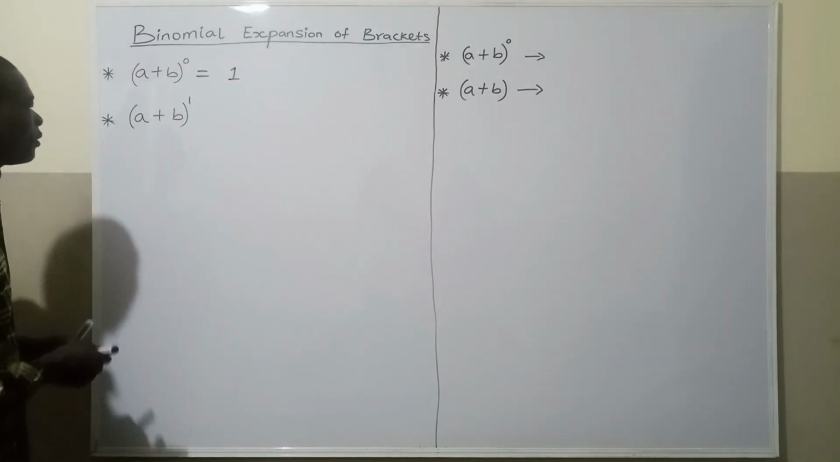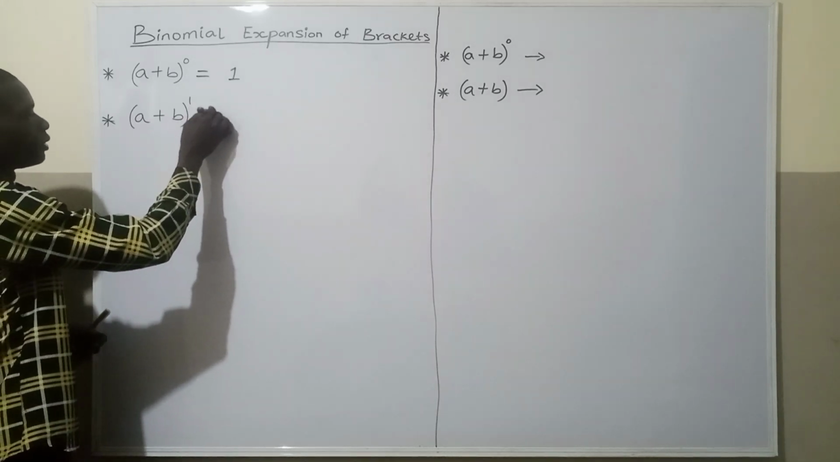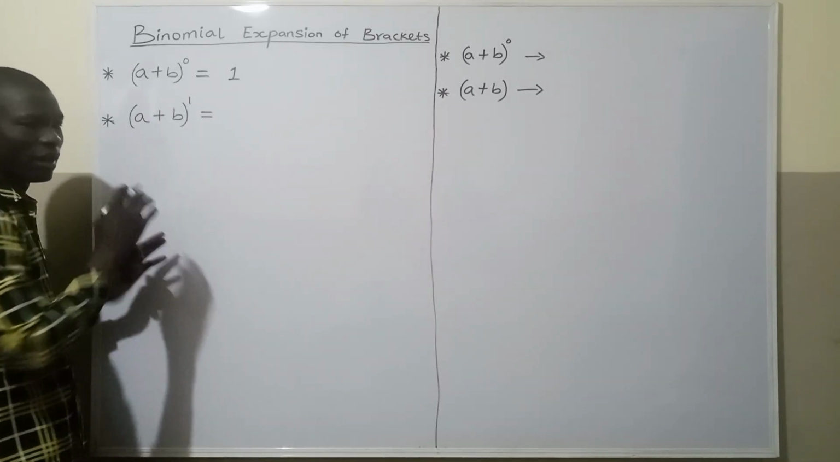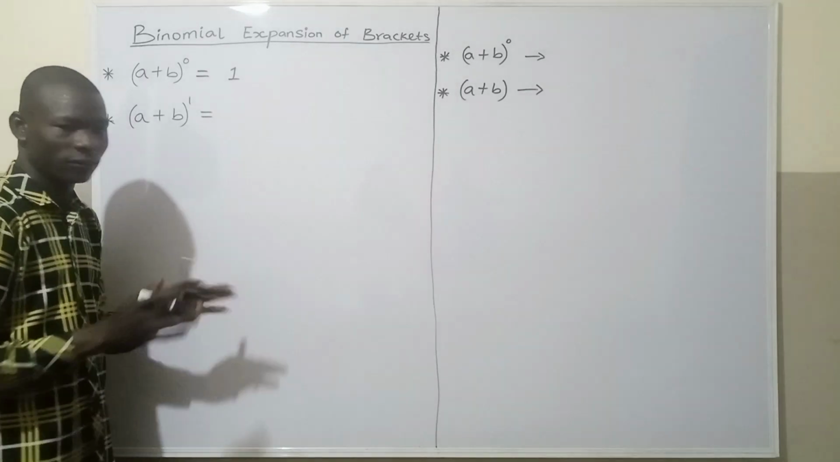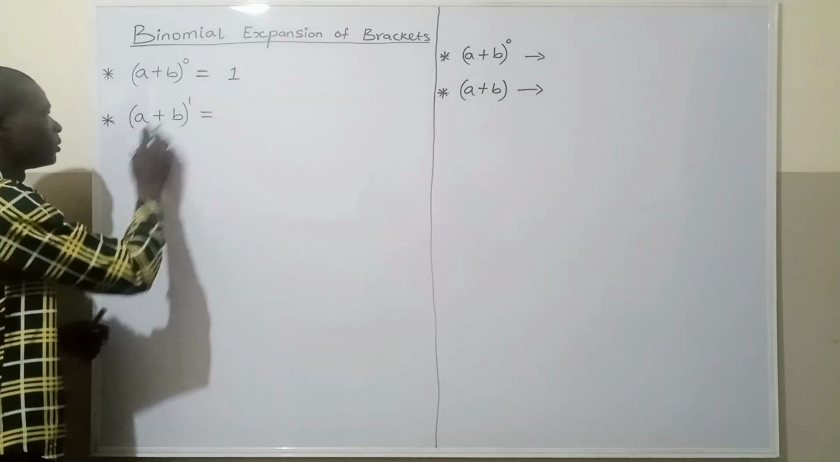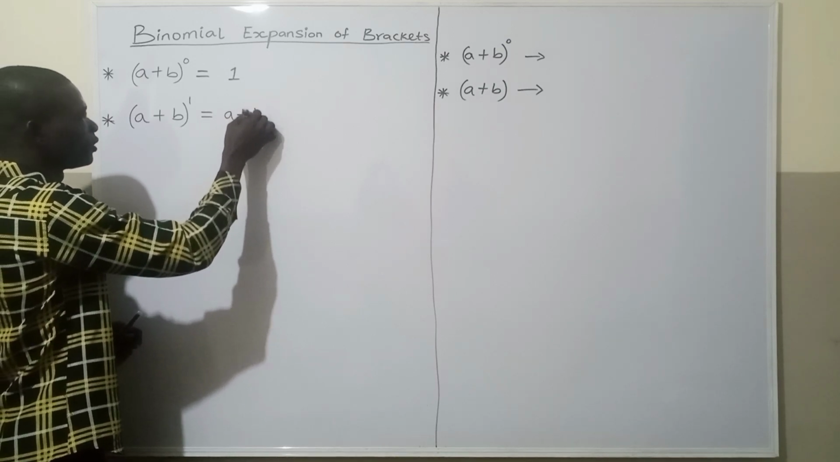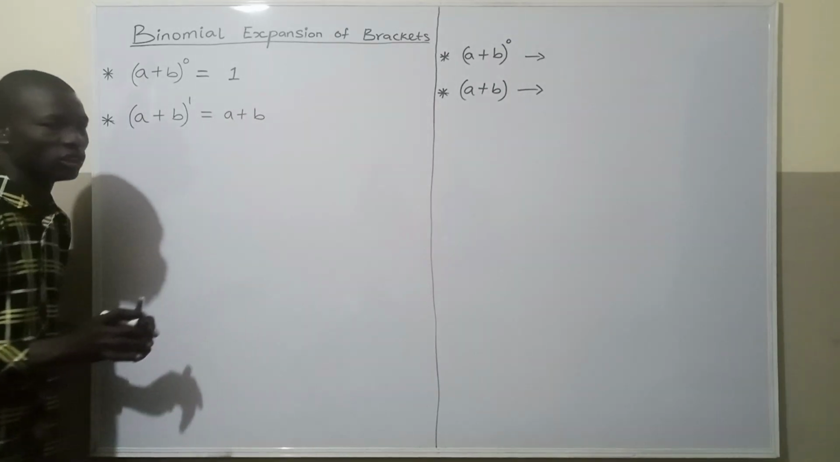For the second one, we have a plus b both in bracket now raised to power 1. Any number raised to power 1 is itself, it does not change. So a plus b raised to power 1 is still the same thing as what? A plus b. It remains unchanged.